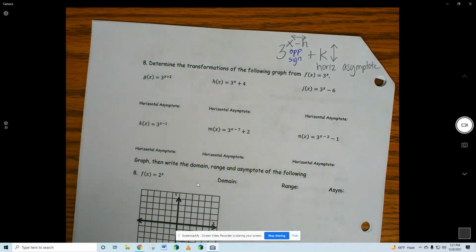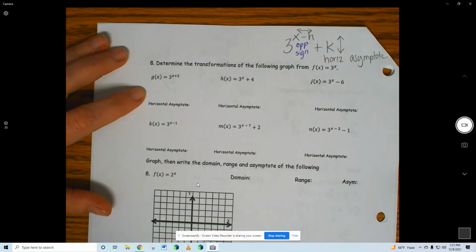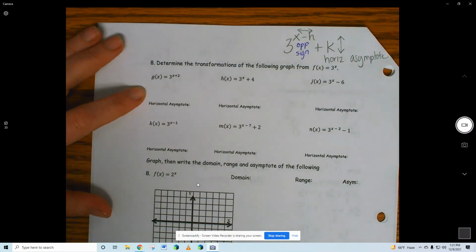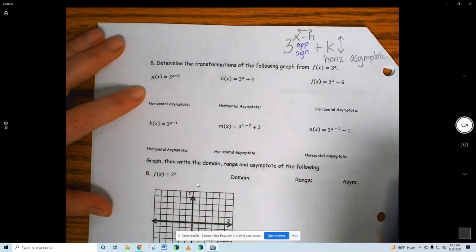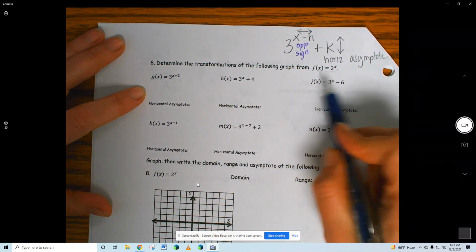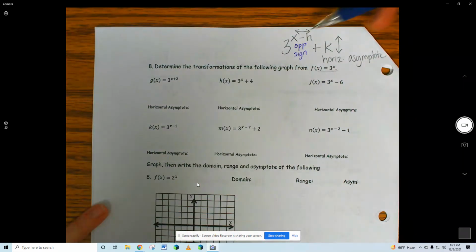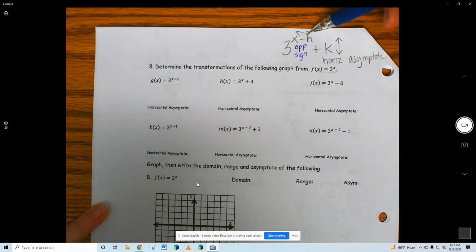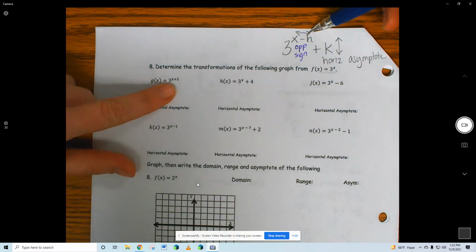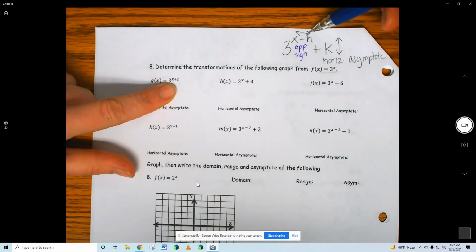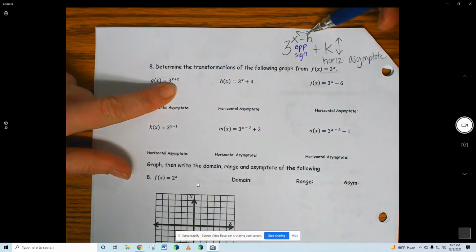So on 8, I have this 3 to the x. Great. 3 to the x is my normal graph. But now there's a plus 2. Up here it tells me that's a left or a right, and it's the opposite sign. So an opposite sign is going to be a 2.